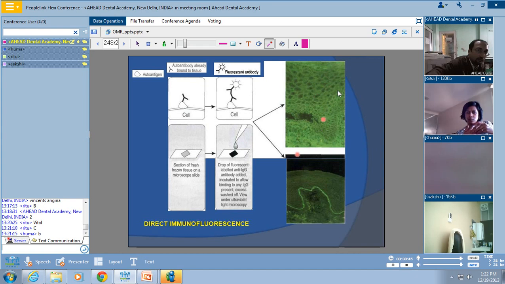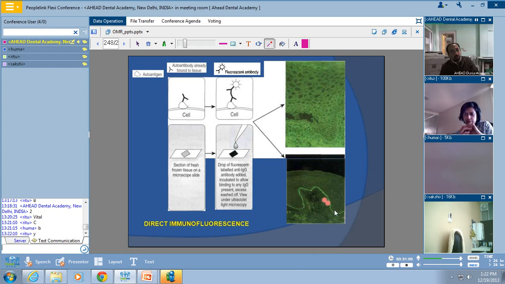So this is an example of pemphigus, and in this you can probably make out the difference between the two, upper and lower. In the lower, there is just one single immunofluorescent radiolucent line which is falling like this. Can you make out? I'm just trying to draw the outline. This is pemphigoid and this is pemphigus. What I am trying to imply is pemphigus vulgaris is intraepithelial and pemphigoid is subepithelial.